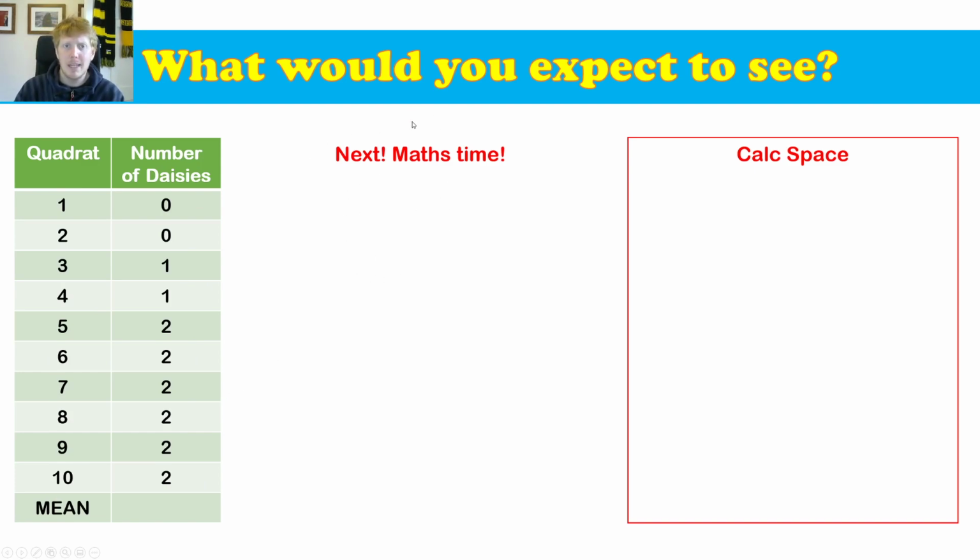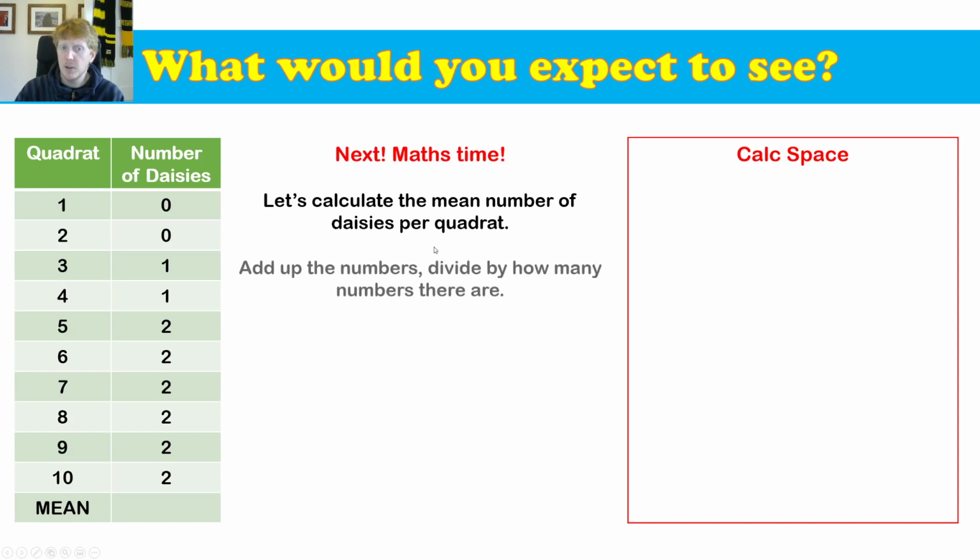It's time for a little bit of maths, guys, sorry. So let's calculate the mean number of daisies per quadrat. For those of you that remember, we just need to add up all these numbers and divide by how many numbers there are. If we did that, we come to 1.4 daisies per quadrat.